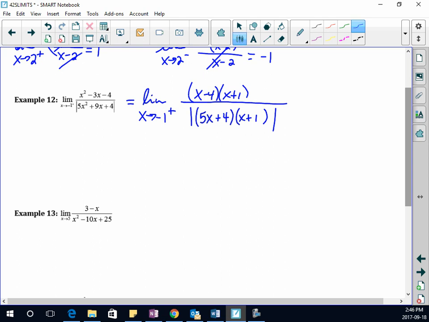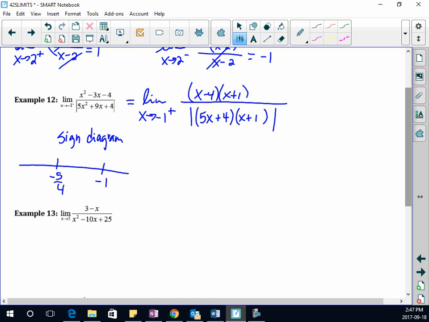It was called a sign diagram, S-I-G-N. And you had two things on that sign diagram, right? You have a -1 and a -5/4. Does everybody see that? Those are the zeros in there.